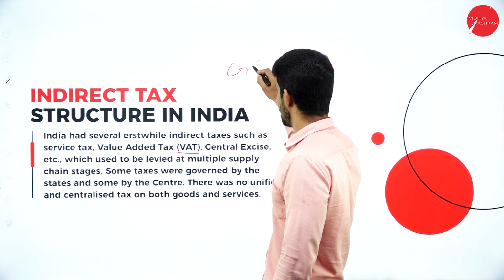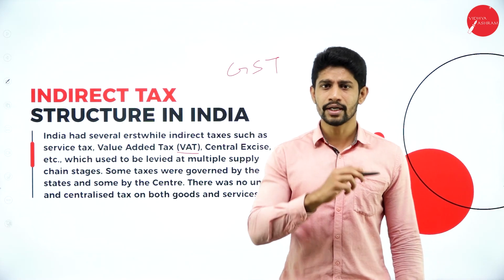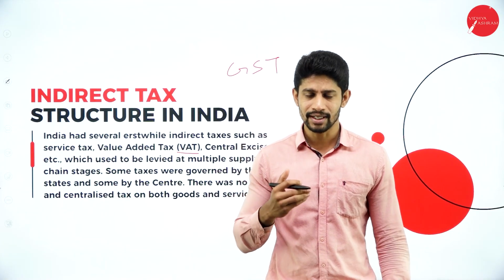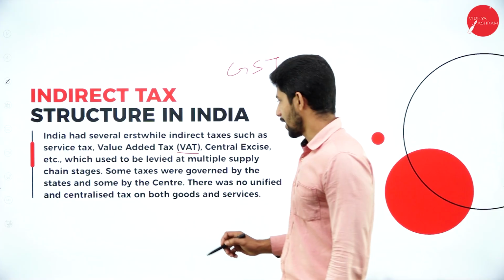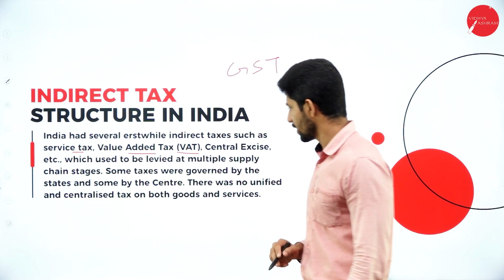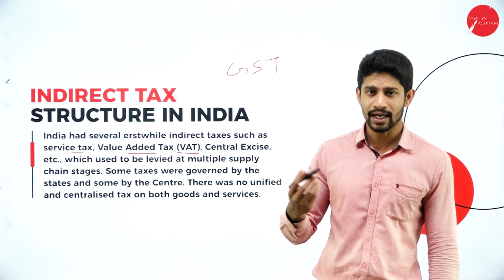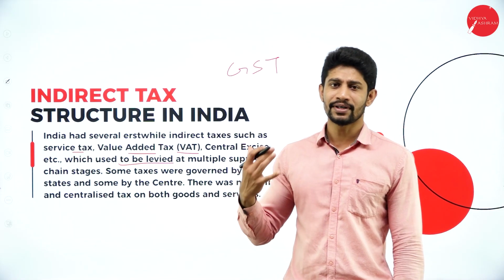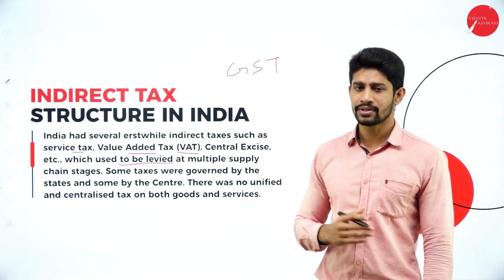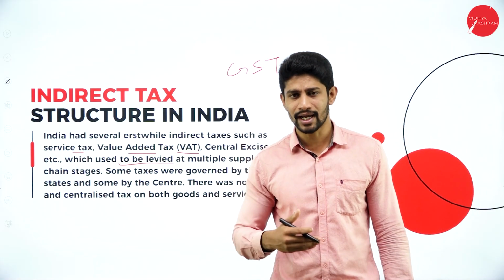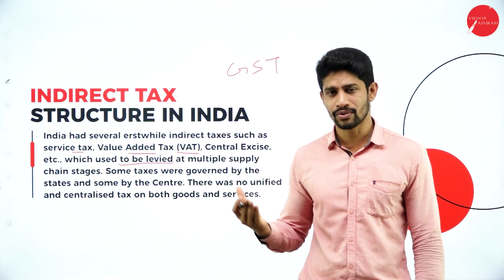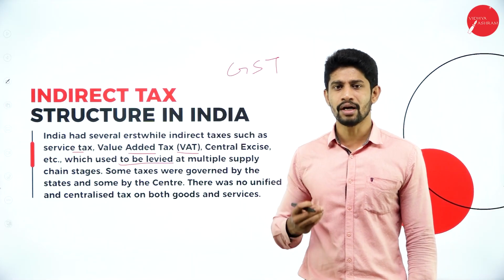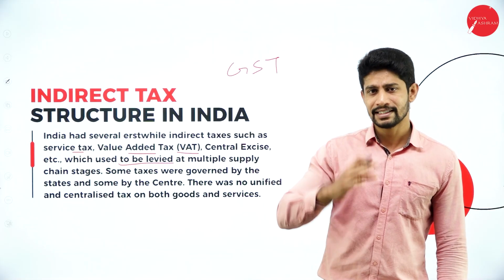At present we have the indirect tax structure called GST, but earlier to GST we had n number of indirect taxes, such as service tax, value added tax, central excise tax, wealth tax, luxury tax, and so on, which used to be levied at multiple supply chain stages. On different supply chain stages, they used to impose different types of indirect taxes. If they were imposing wealth tax at one stage of supply, they would be imposing some excise duty at another. Like that, in different supply chains, they used to impose different indirect taxes, but now they are imposing only one tax, that is called GST.